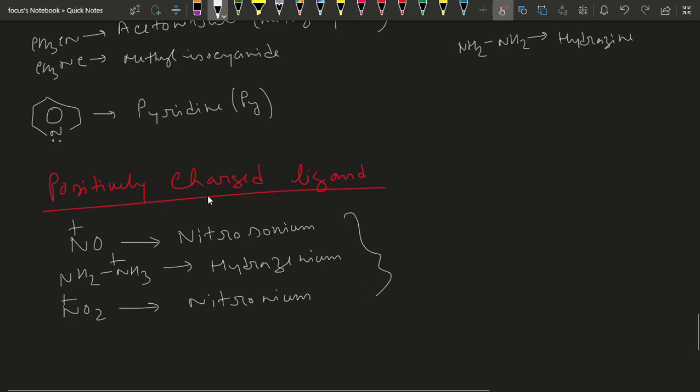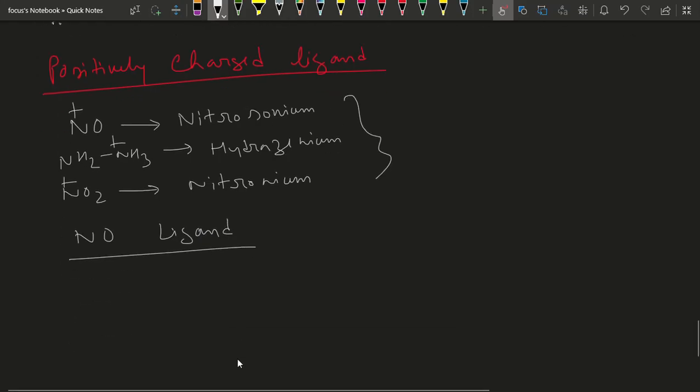These three are positively charged ligands. One important discussion about the NO ligand is that the NO ligand can exist as NO+ and NO-. That is, the NO ligand can be present as NO+ and NO- in coordination as well as in organometallic compounds.